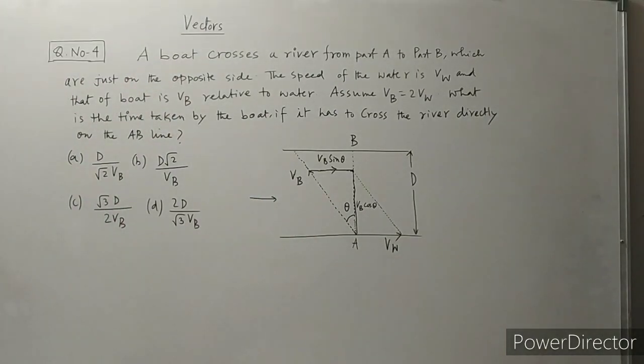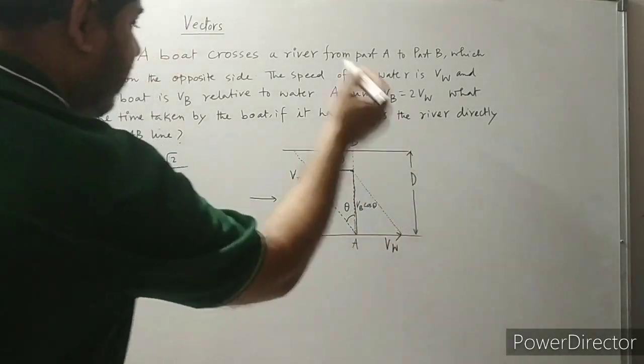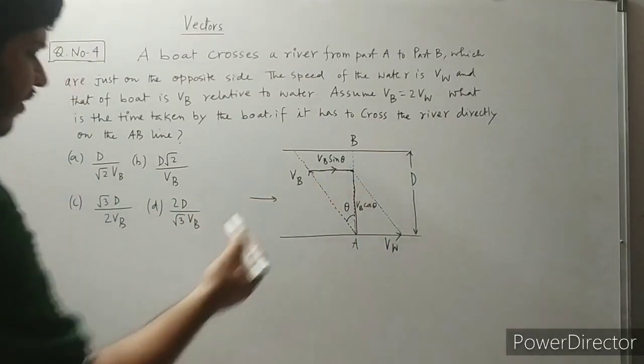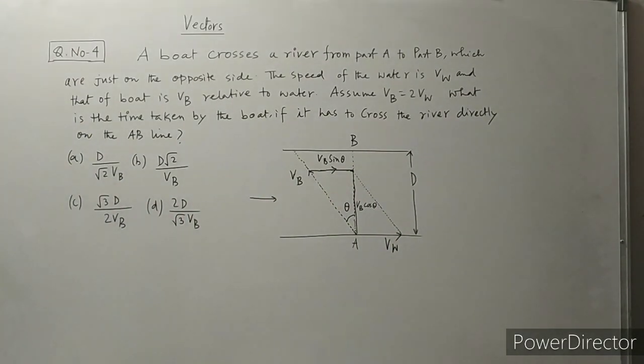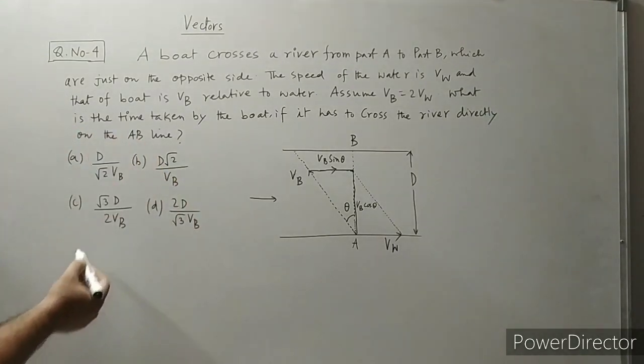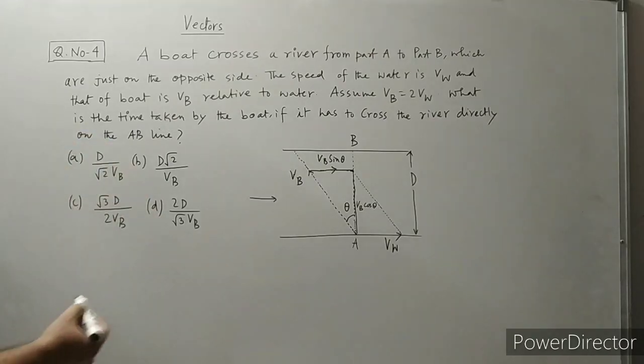So the distance between the two banks of the river is taken as D, and the options are given. D is the distance between the line AB, so whether it is D by root 2 VB, or D root 2 by VB, or root 3 D by 2 VB, or 2D by root 3 VB. You have already solved question number 1. So first pause this video now and try to solve it on your own. Then you see the solution.